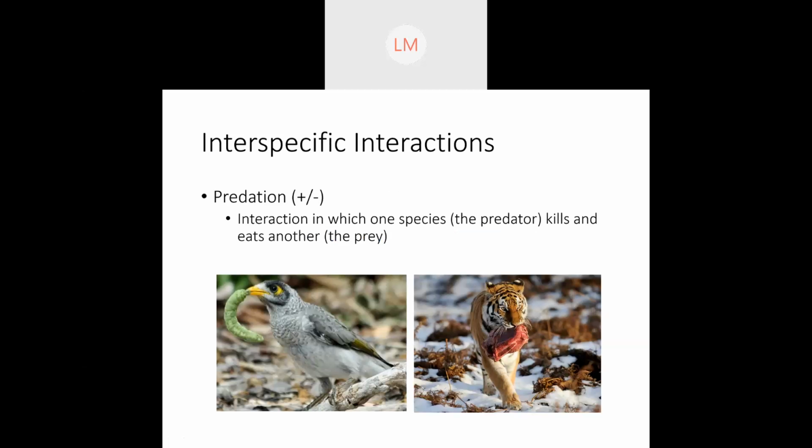So predation, this type of interspecific interaction, is a plus-minus interaction, meaning that it's going to benefit one of the individuals involved, but it's going to be harmful to the other individual involved. Okay, so one species, the predator, is going to kill and eat another, which is the prey. So we've got a bird eating a caterpillar here, a tiger that's got a piece of meat. We've got our predators, we've got our prey. Clearly, one is benefiting and one is being harmed in the process.